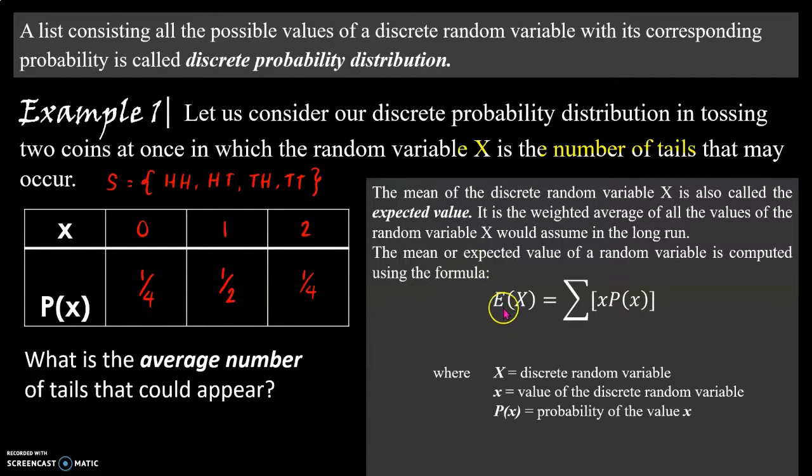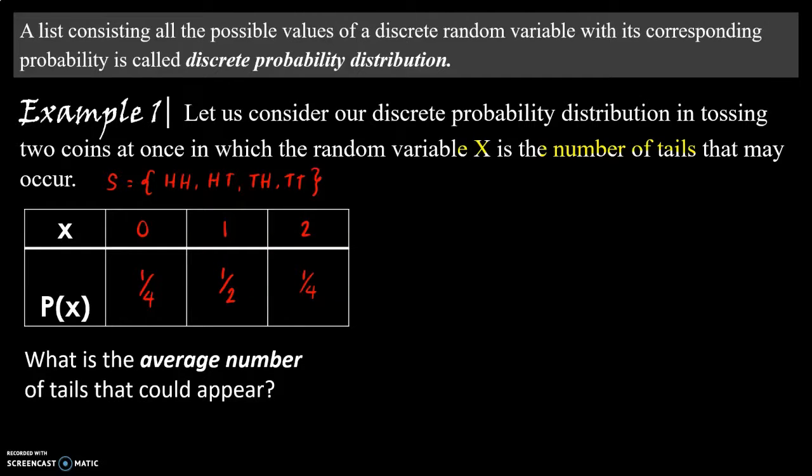The expected value of the random variable X is equal to the summation of x times the probability of x, where big letter X is the discrete random variable, the small letter x is the value of the discrete random variable, and P of x is the probability of the value of the discrete random variable. Alright, now solving for the average number of tails that could appear, let's have our solutions.